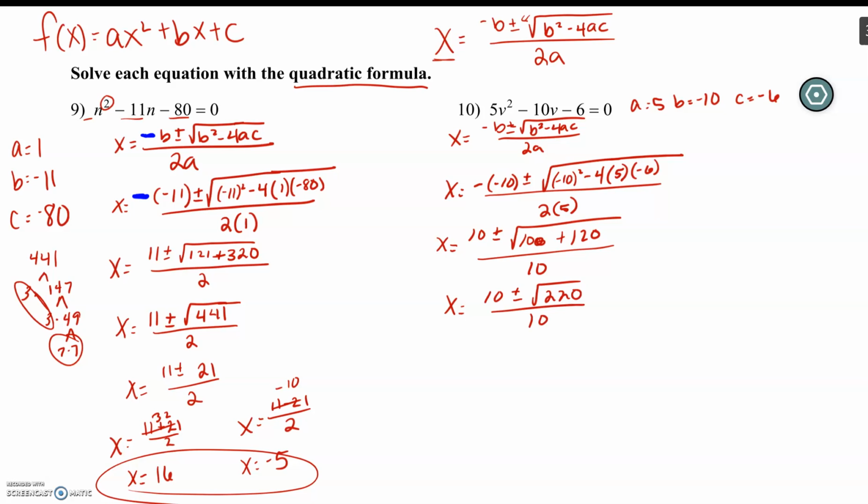I didn't think that 441 was a perfect square, but it ended up being a perfect square. I don't think 120 is a perfect square, but we can check. It ends in a 0, so that makes it easier. 11 is prime, 5 times 2, so a 2 can come out, and 5 times 11. They split, so radical 2, radical 5.